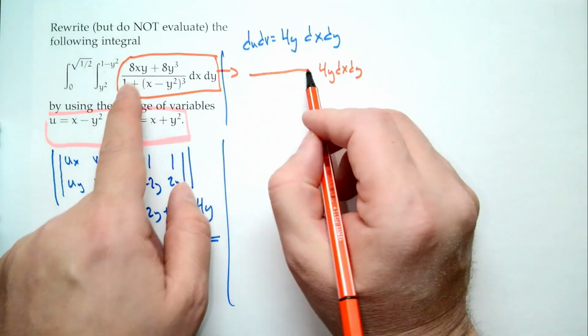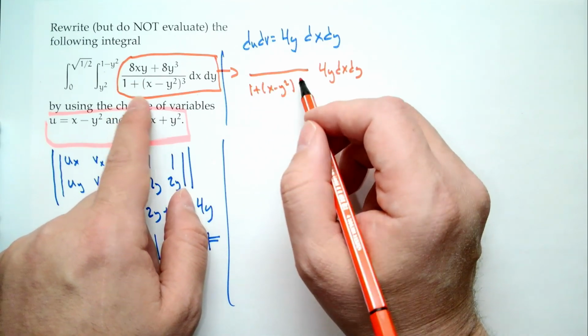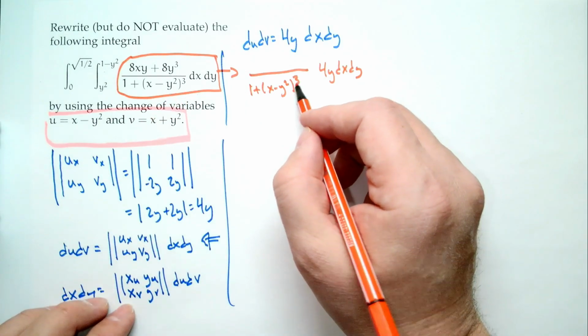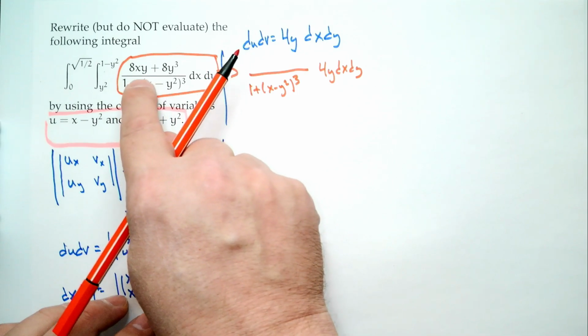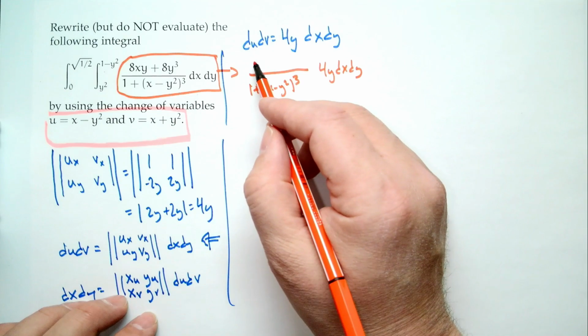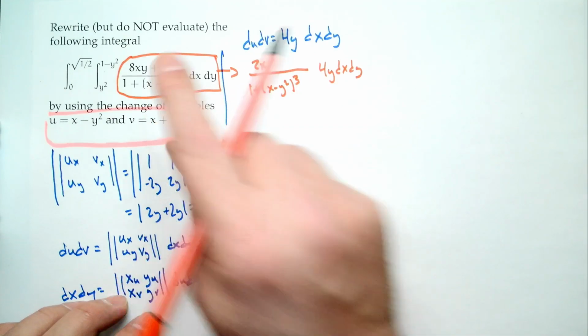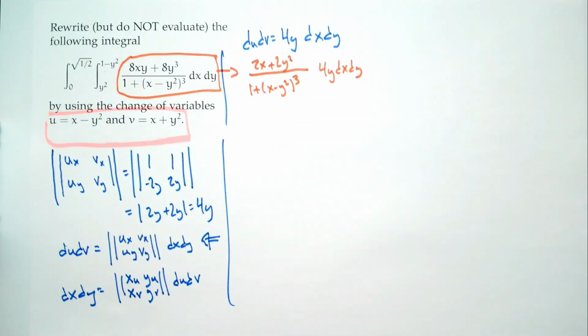Well, downstairs I didn't do anything, so it's still the same as before: 1 plus (x minus y squared) quantity cubed. Upstairs, I pulled out a 4y, so here I see a 2x, and here I pull out a 4y, so that would be a 2y squared. I haven't changed the function in terms of u and v, but what I'm doing is trying to isolate the part that I need to change in terms of u and v.